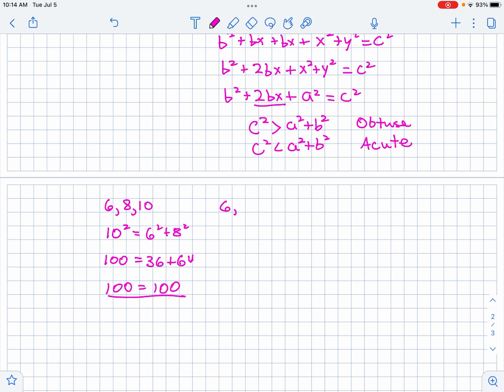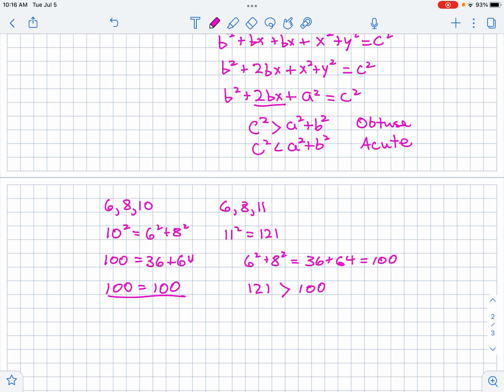Now, what if we have 6, 8, and 11? Okay, so we have 11 squared, which is 121. Now, let's do 6 squared plus 8 squared. That's going to be 36 plus 64, which is 100. And now we've got 121, which is 11 squared, and over here we've got 100. Well, 121 is bigger than 100. So if that happens, then you know that you have an obtuse triangle here.